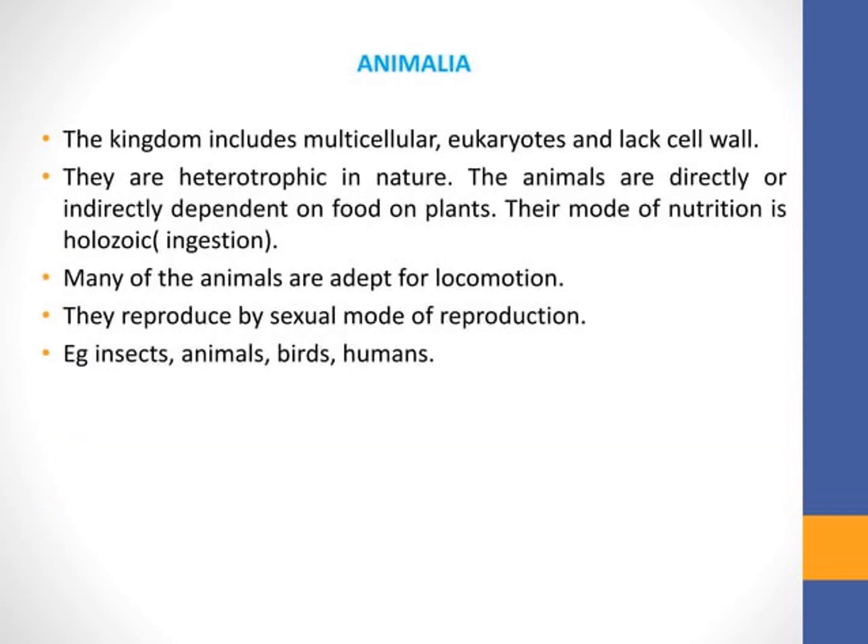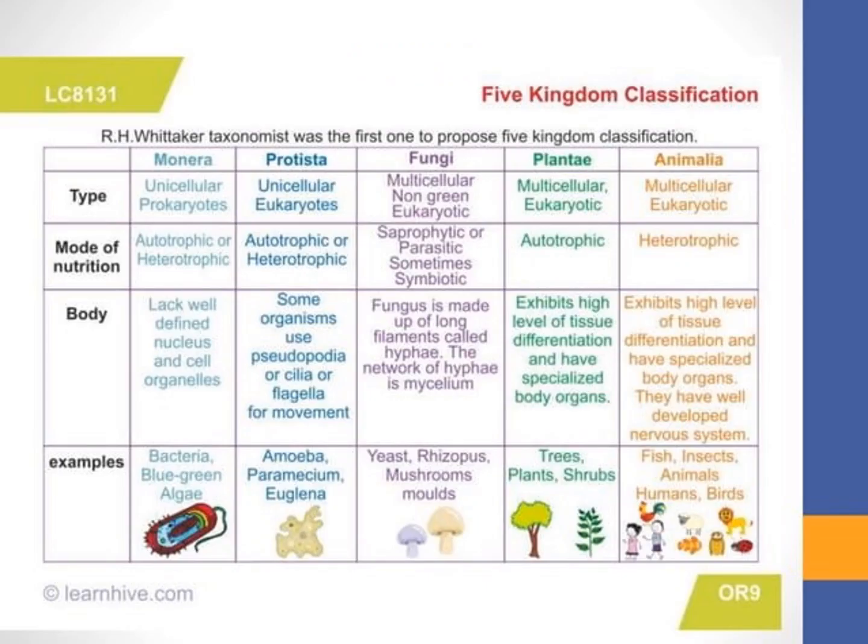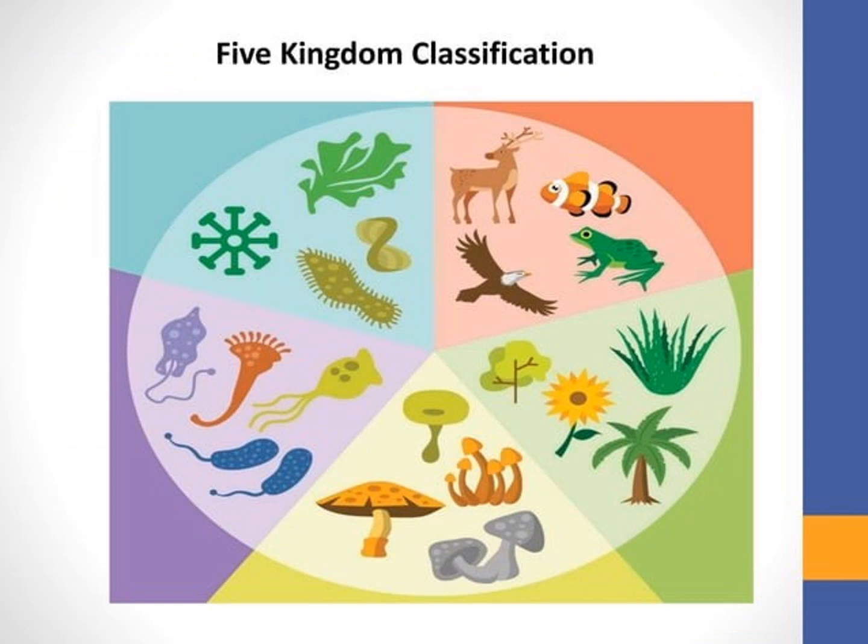Now talking about Animalia. The kingdom includes multicellular eukaryotes that lack a cell wall. They are heterotrophic in nature. Animals are directly or indirectly dependent on plants for food. Their mode of nutrition is holozoic, that is, ingestion. Many animals are capable of locomotion. They reproduce by the sexual mode of reproduction. Examples are insects, animals, birds, humans.